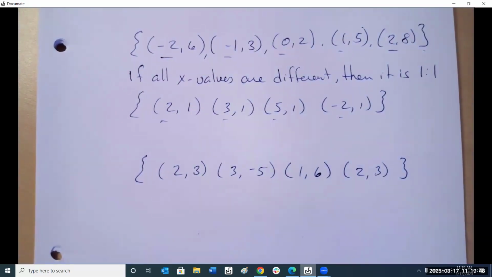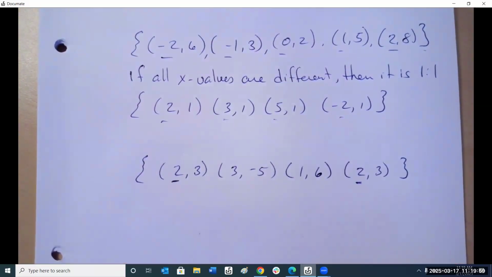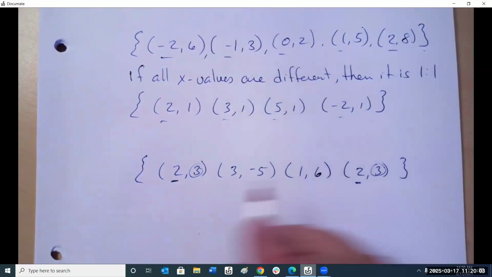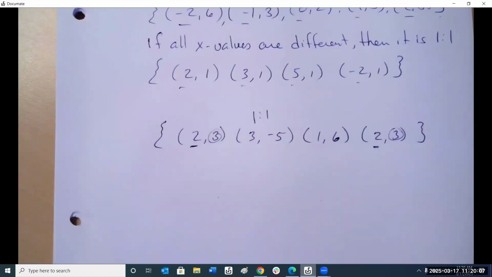Is this 1-to-1? Why? They're all different except for the first one and last one, but they're essentially the same point. Since you only have two X's that are the same, as long as the Y values are the same, they're the same point. Doesn't matter. So yes, this is 1-to-1. The only problem comes in if you have the same X but different Ys. That's the problem.